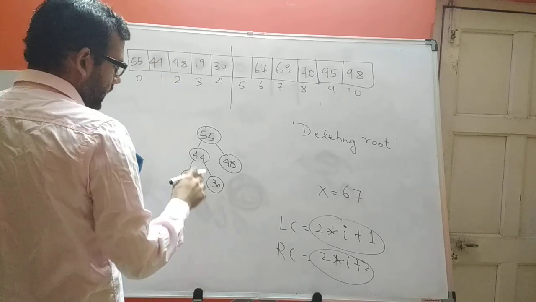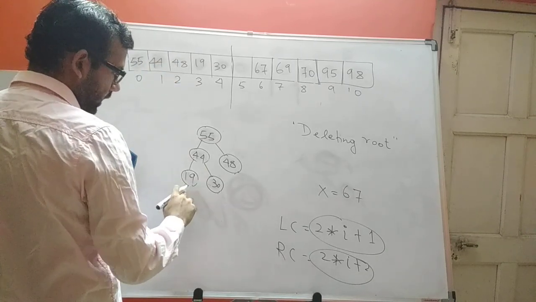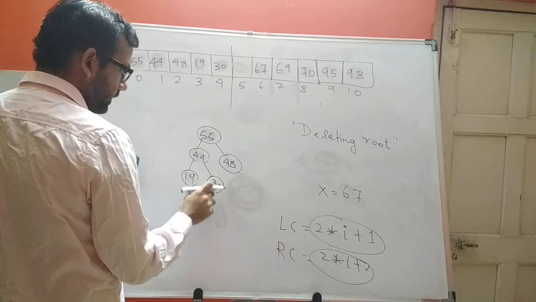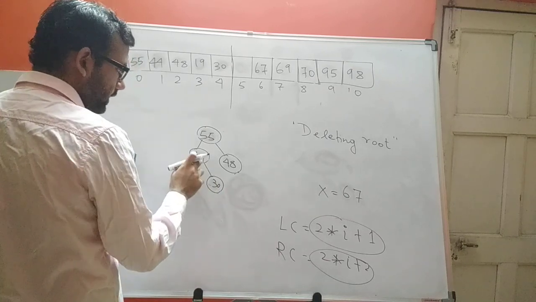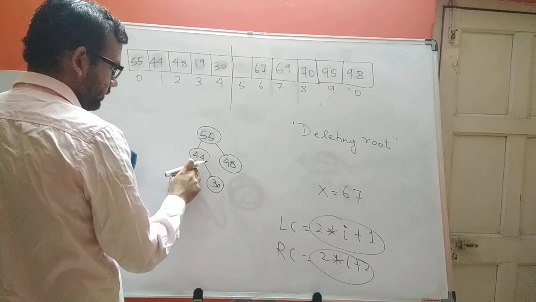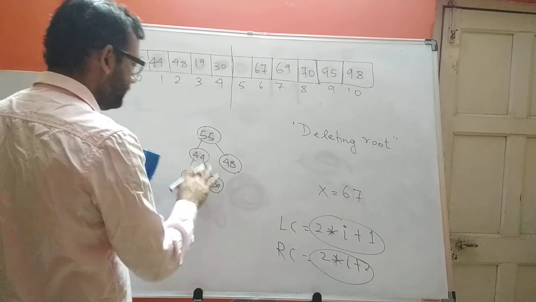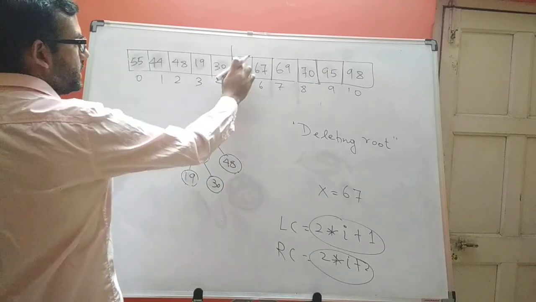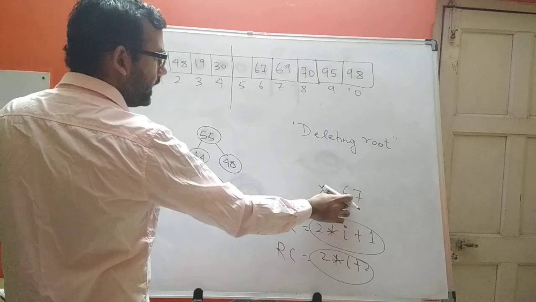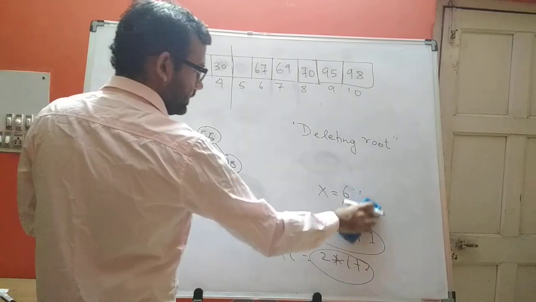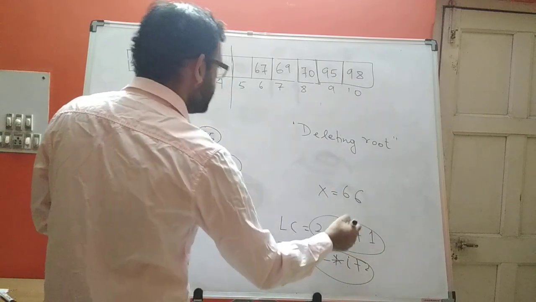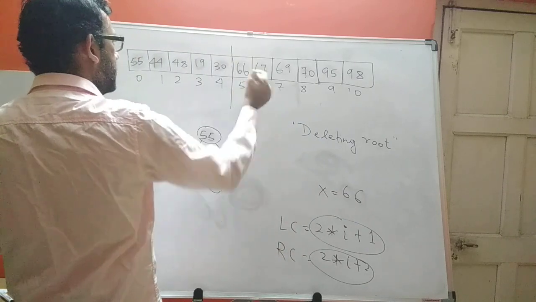Now what do I do? Now I check again the two children. So out of these two, which is greater? 30 is greater. Now I check whether 30 is greater than 44. But no, 30 is not greater than 44. So I don't need to swap. I'll leave it here. Now I find there is an unused location. The recently deleted element was 66. So let me place it in this unused location.